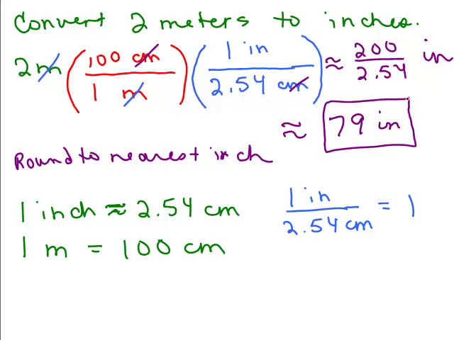Now again, what I told you before, remember a meter is a little bit bigger than a yardstick, and a yardstick has 36 inches. So 2 yardsticks would be 72 inches. So we know that the meter's longer, so 2 meters is going to be more than 72 inches. So 79 inches seems like it's in the ballpark. When you're done with a problem, always go back and see if it makes sense.